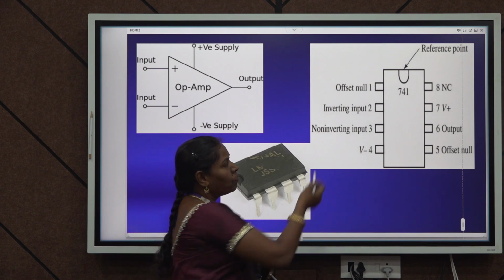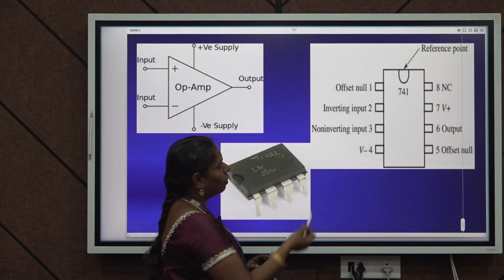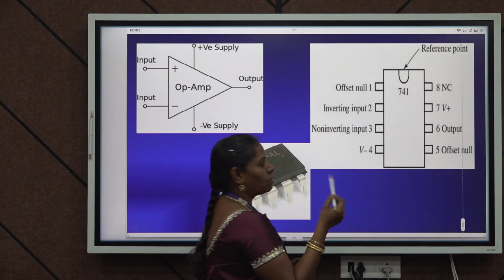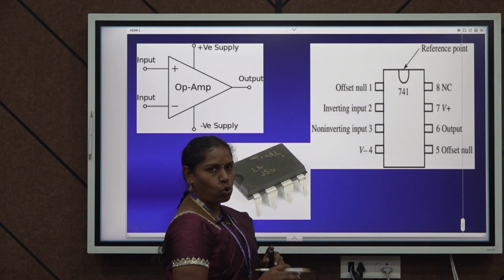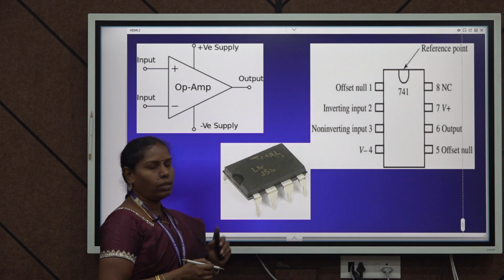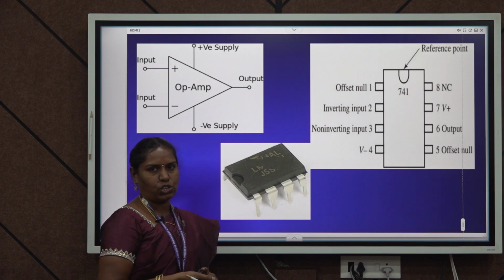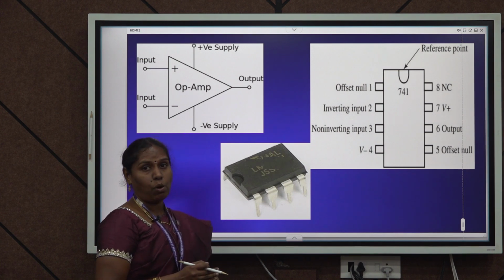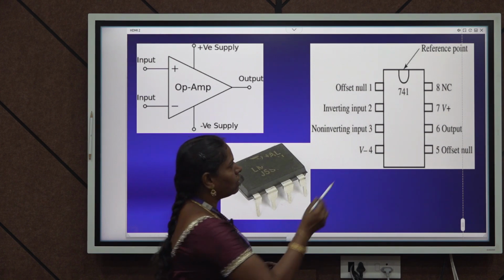It has 8 pins. Pin numbers 1 and 5 are meant for offset null, pin number 2 is the inverting input, at pin number 3 we give the non-inverting input, the power supply is given at terminals 7 and 4, we receive the output from pin number 6, and pin number 8 has no connection. Sometimes even when we are not applying any input, a voltage may be measured at the output terminal. Generally we call it the offset voltage. This offset voltage causes erroneous readings, and it can be nullified by giving a counter voltage at the offset null.